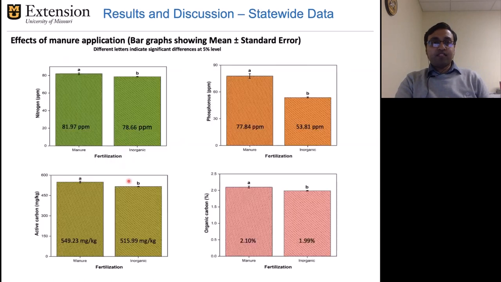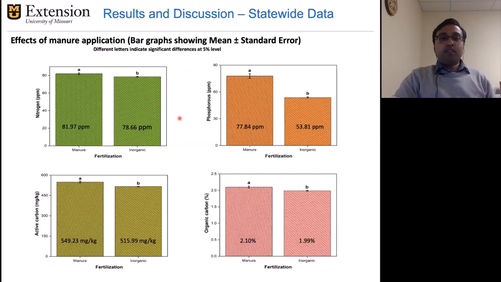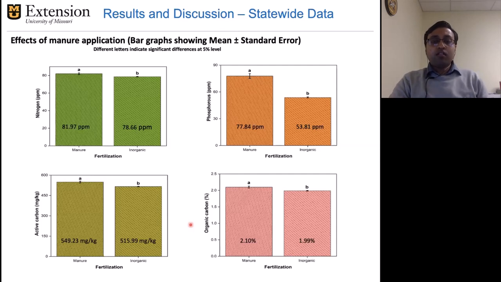Now, effects of manure application. All of these are mean values with standard error. We can see as a manure application effect, there is a significant difference in nitrogen, phosphorus, active carbon, and organic carbon. That means when we applied manure, manure increased the nitrogen, phosphorus, active carbon, and organic carbon in the soil. And this is for statewide soil data from 2016 to 2019. I'm presenting all data together.